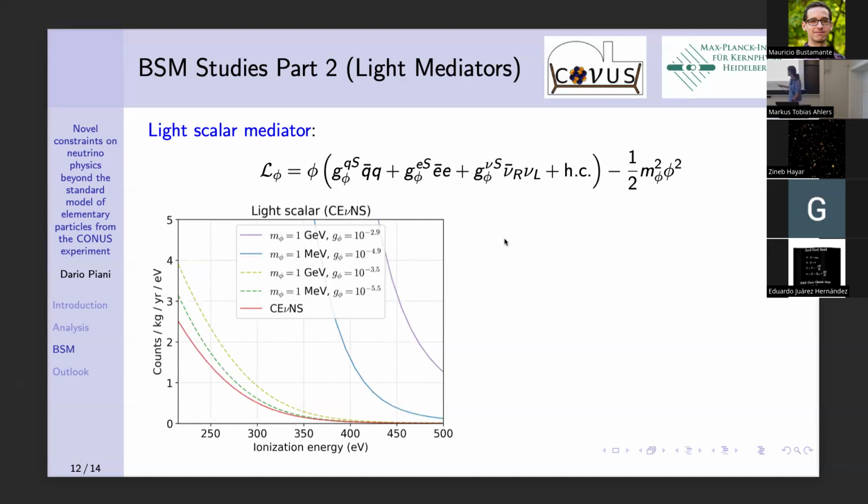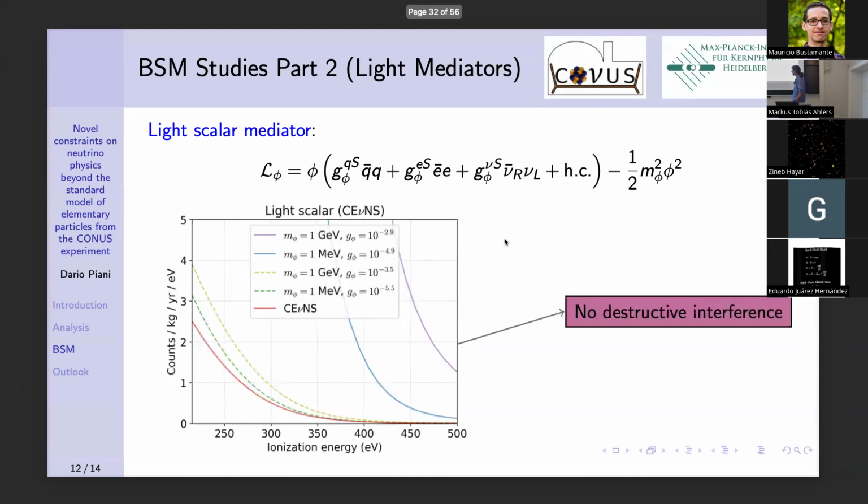Here is the predicted cross-section that we get. So as you can see, there is no destructive interference. So the signature of such an interaction would just be a surplus in events.